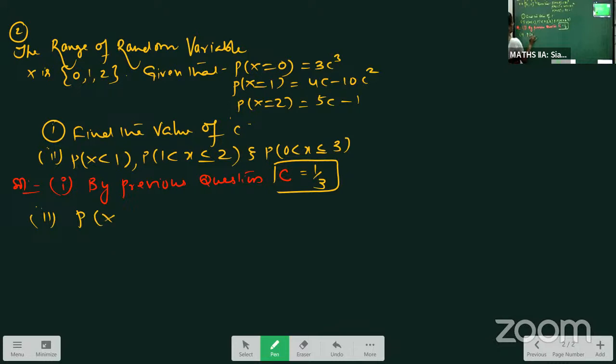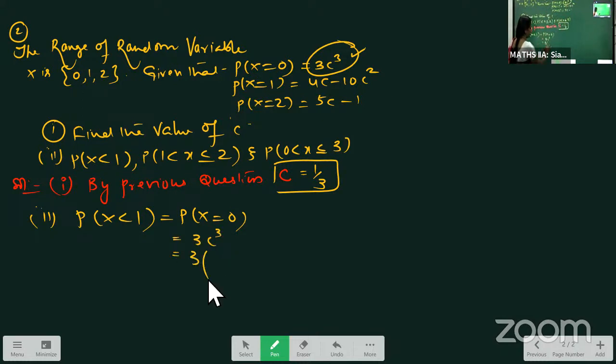P of x less than 1. What is the meaning of P of x less than 1? Which value is less than 1? 0. So we write this as P of x is equal to 0. The concerned value is 3c cube. So we write 3c cube. So 3 into c value, how much did we get? 1 by 3 whole cube. So this is 3 into 1 by 27. Cancel out here, so the answer is 1 by 9.